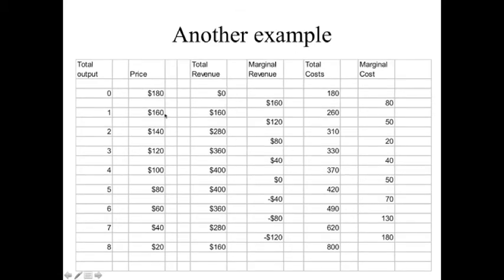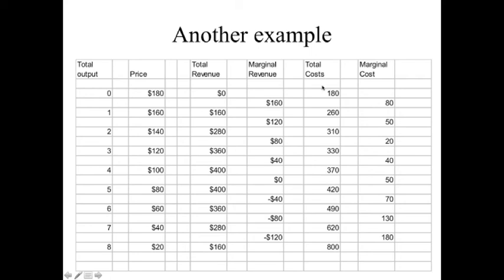Total revenue is price times quantity. Pretty straightforward, price times the output. So anything times 0, of course, is 0. 1 times 160, 2 times 140, 3 times 120, all the way through 8 times 20. Marginal revenue is the change in total revenue when you sell one more unit. So it's 160. 280 minus 160 is 120. 360 minus 280 is 80. 400 minus 360 is 40. 400 minus 400 is 0. 360 minus 400, that's negative 40, and these are negative as well.